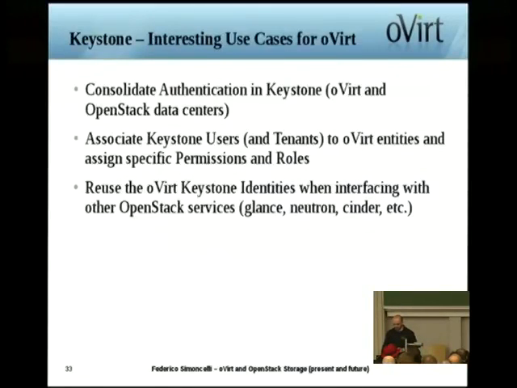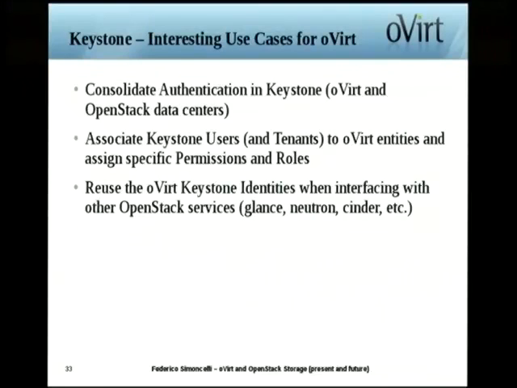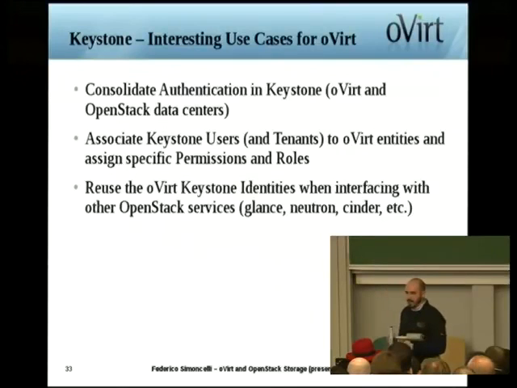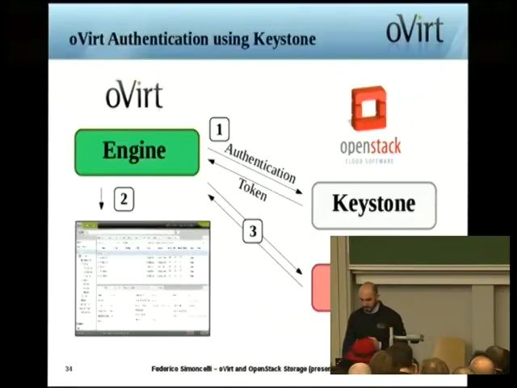The interesting use cases for this integration is that we can consolidate the authentication in Keystone for both data centers, oVirt and OpenStack. We can also associate Keystone users and tenants to oVirt entities and basically give specific permissions and roles to objects that we have in oVirt, like VMs or images or disks. And reuse the same Keystone identities when we are interfacing with the OpenStack services.